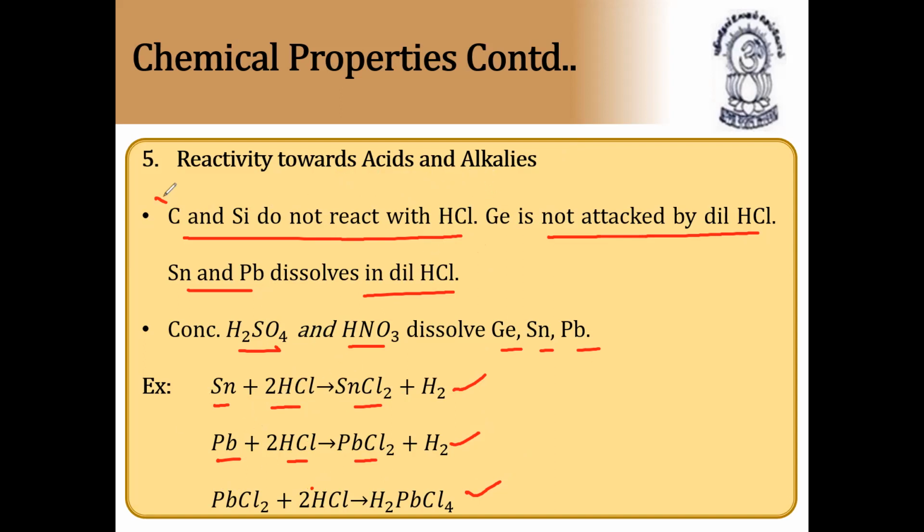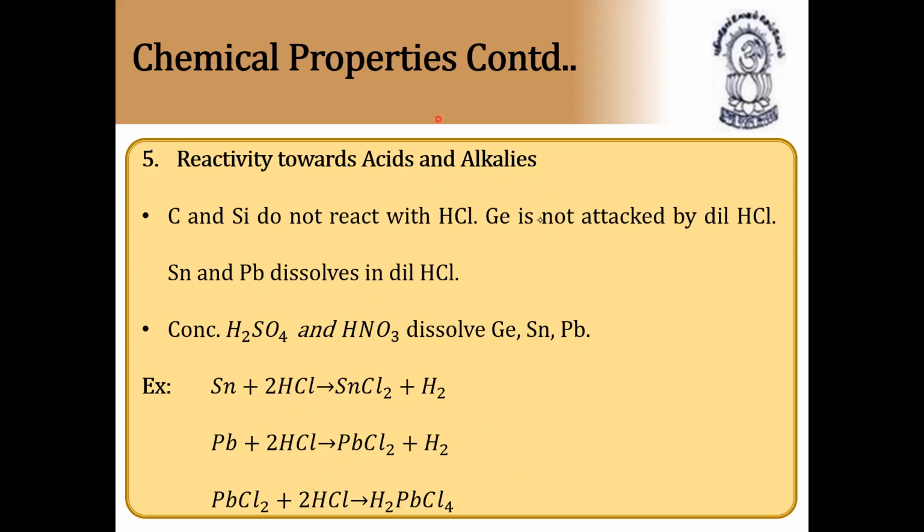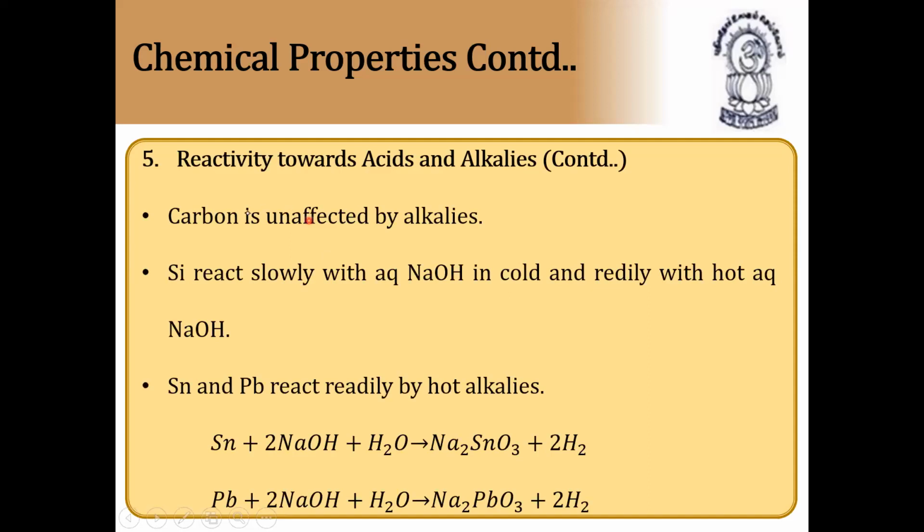A very important point is that carbon and silicon do not react with HCl. Germanium is not attacked by dilute HCl; it is attacked only by concentrated HCl, whereas tin and lead dissolve in HCl. Carbon is unaffected by alkalis also. So carbon is not affected by acids and alkalis.